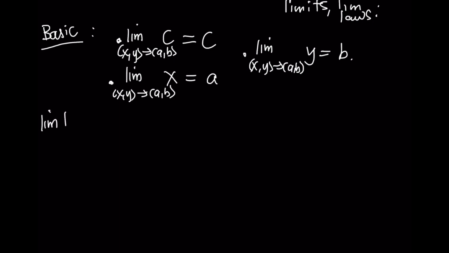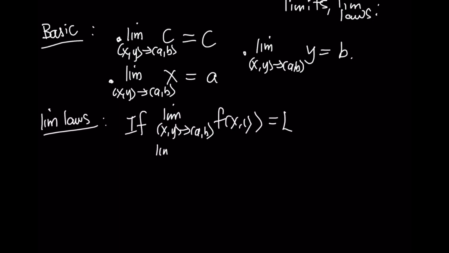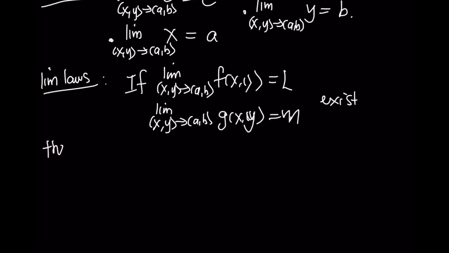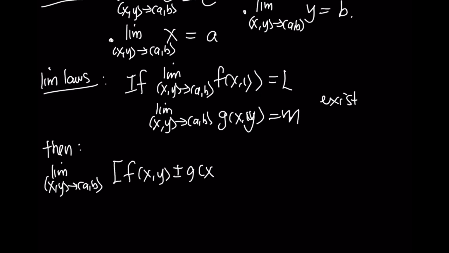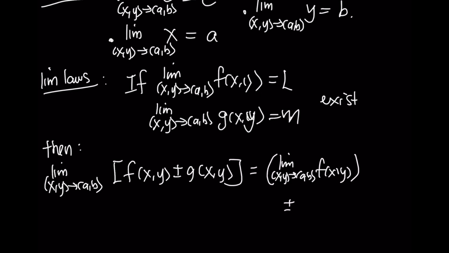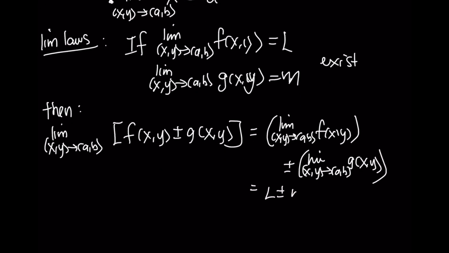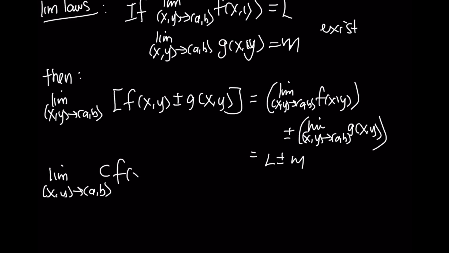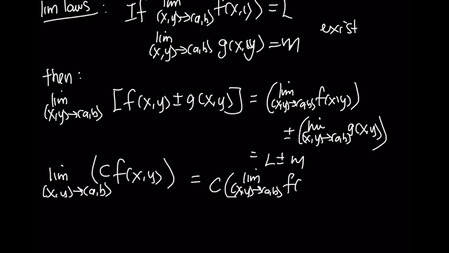We can also talk about limit laws. If we've got two functions, f of x and y, and g of x and y, and we know that their limits exist, then the limit of a sum of these two functions, or the difference of these two functions, is simply going to be the sum or difference of their limits. If you want to think of it, this would be L plus or minus M. The limit of a multiple of some function is the multiple of the limit. You could think of this as C times L. Both of these rules are called the linearity rules.